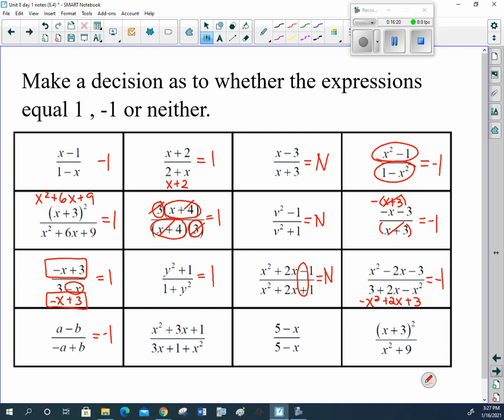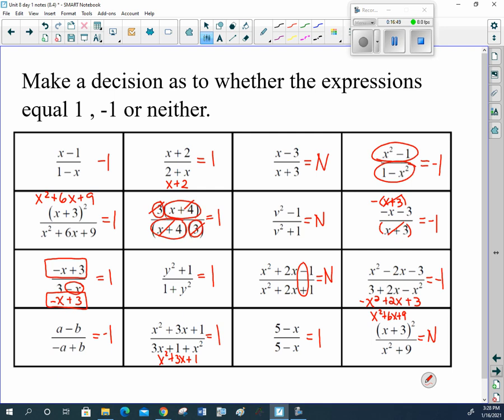Next one, they look identical to me, even though they've put the x squared at the back end. If you rearranged it and put it in descending order in standard form, you could see they're the same. So this is 1. 5 minus x over 5 minus x, that would be 1. And then once again, x plus 3 quantity squared is the same thing as x squared plus 6x plus 9, and that is not identical to x squared plus 9. So that one is a neither.